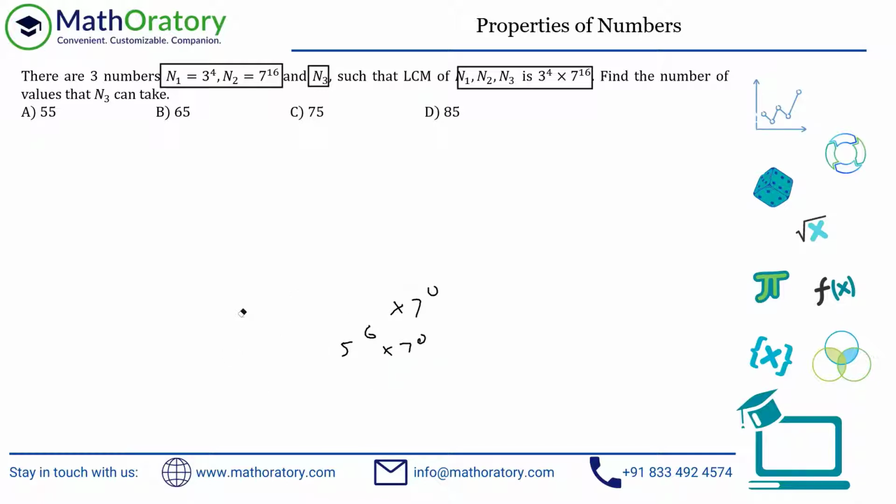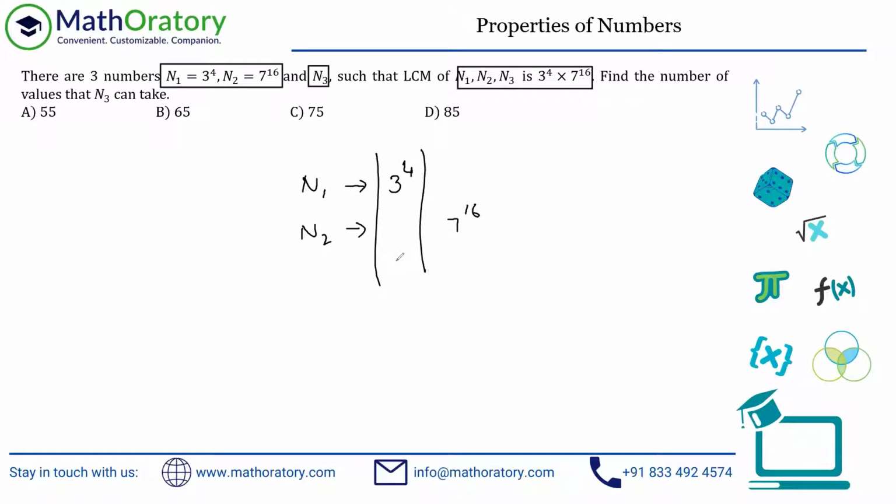Depending on cases, I'm not going that deep for this problem. But anyhow, as I mentioned earlier, this is a very straightforward problem, because N1 is 3 to the power 4, N2 is 7 to the power 16. So I'm just writing this separately.